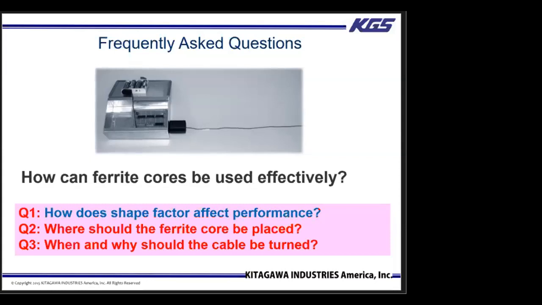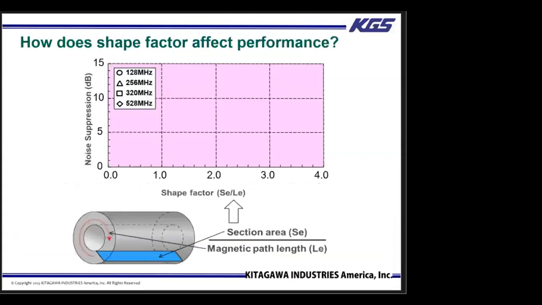So first, we will examine how size and shape affect performance. Many people think that the more ferrite volume, the better it will work. However, we find this is not necessarily the case. Shape factor refers to the value you get when you divide the area of the cross section of the ferrite core by its mid-diameter, that is the mean of the inner and outer circumference, also known as the magnetic path length.